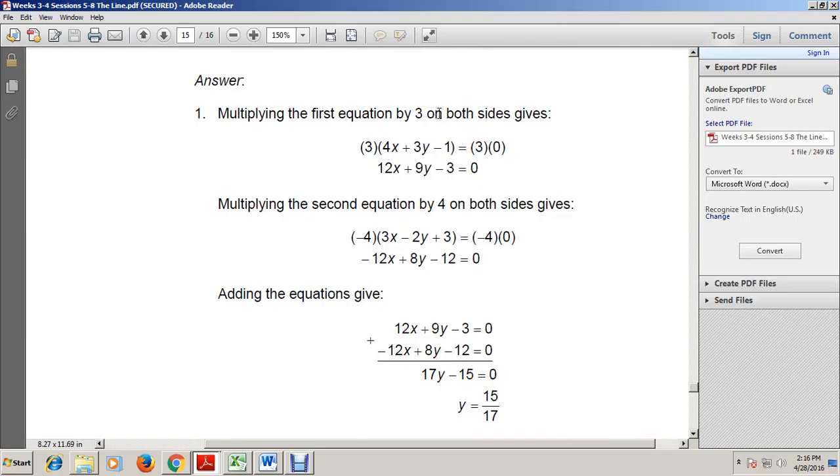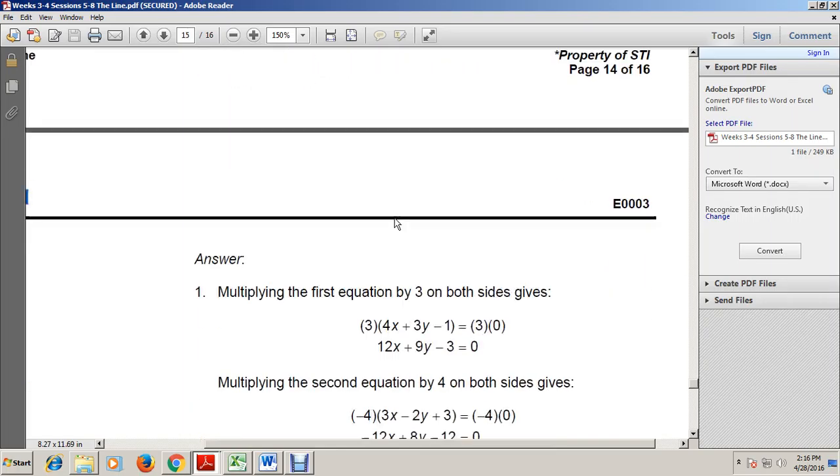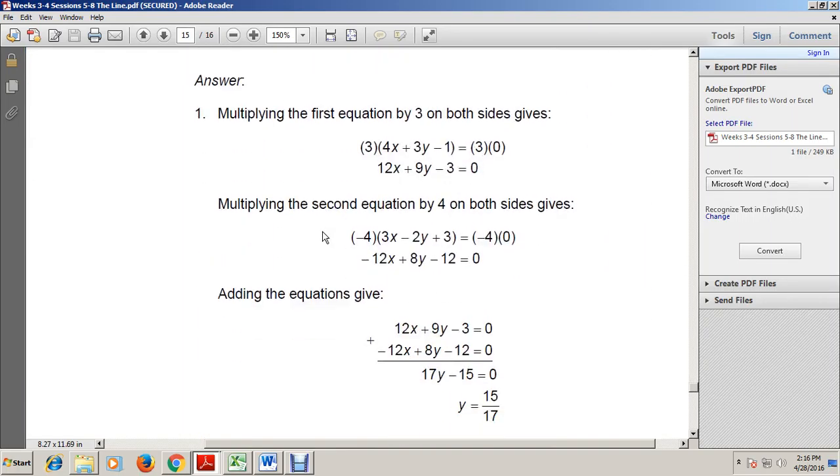The first step in solving for the intersection of the two lines for example number 1, 4x plus 3y minus 1 is equal to 0 and 3x minus 2y plus 3 is equal to 0, is this: we multiply the first equation by 3 on both sides, and that gives us 3 times 4x plus 3y minus 1 is equal to 3 times 0. Then that becomes 12x plus 9y minus 3 is equal to 0.